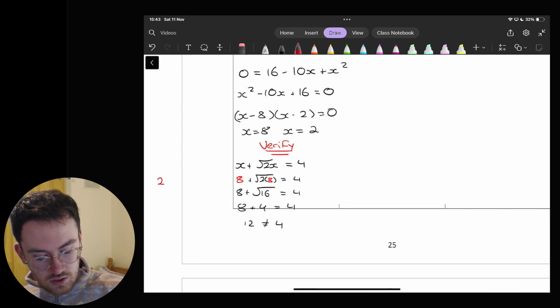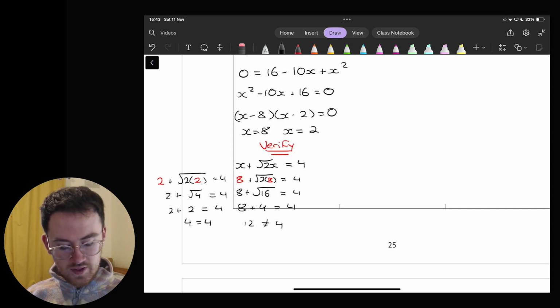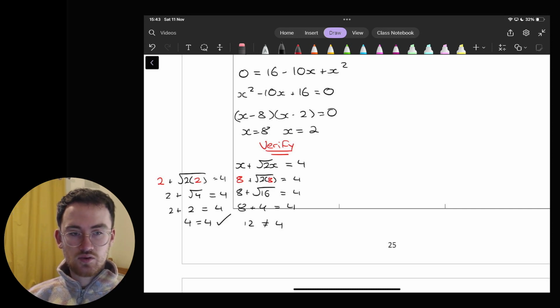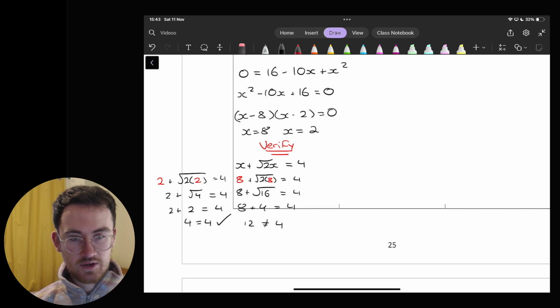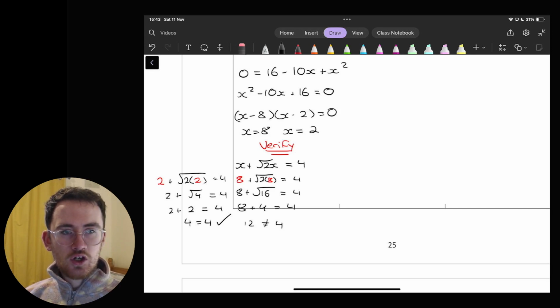So 2 plus the square root of 2 times 2, and we want that to be equal to 4. So 2 plus root 4 equals 4. The square root of 4 is just 2. So we get 4 is equal to 4. And that, of course, is correct. So 4 is equal to 4. So that's perfect.